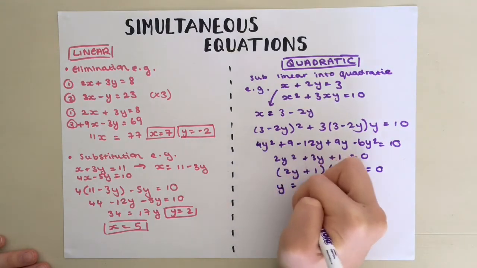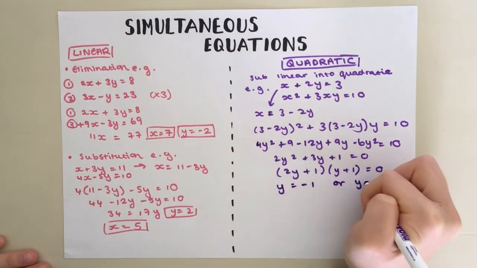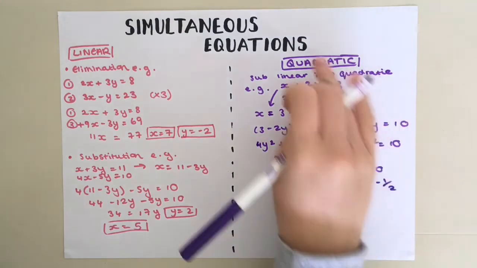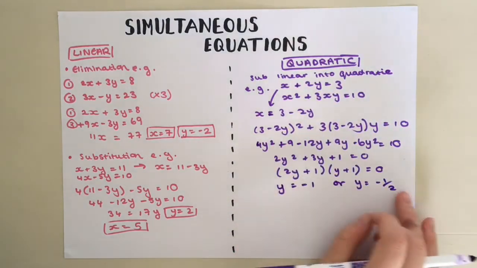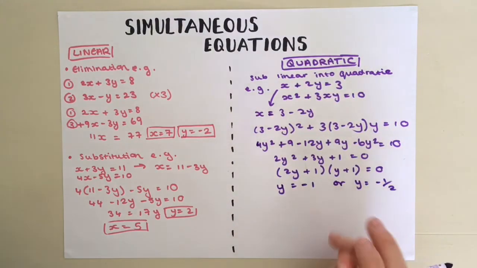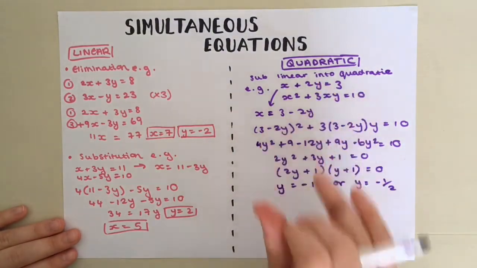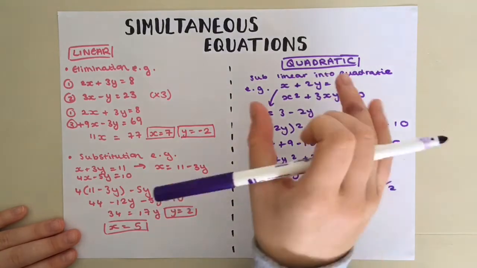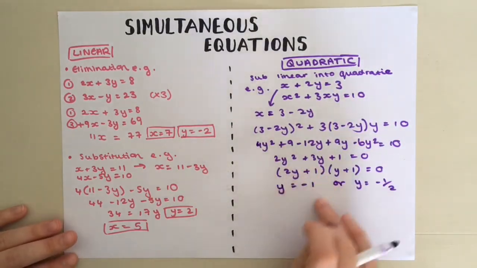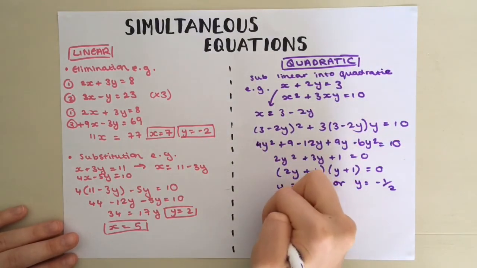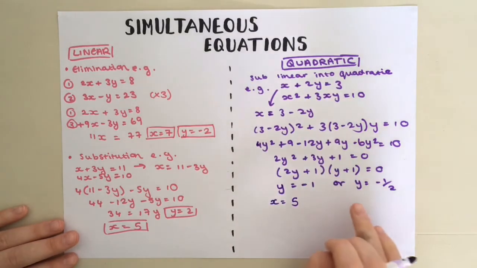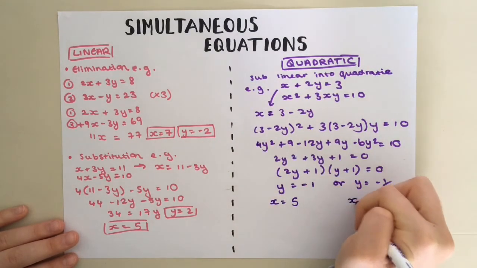Therefore, y equals minus 1 or y equals minus a half. So with these quadratic ones, you need to be careful because there's usually more than one solution for y and x. So then you need to substitute each of these y values into one of the original equations separately to find your x values. So when y equals minus 1, x equals 5. And when y equals minus a half, x equals 4.